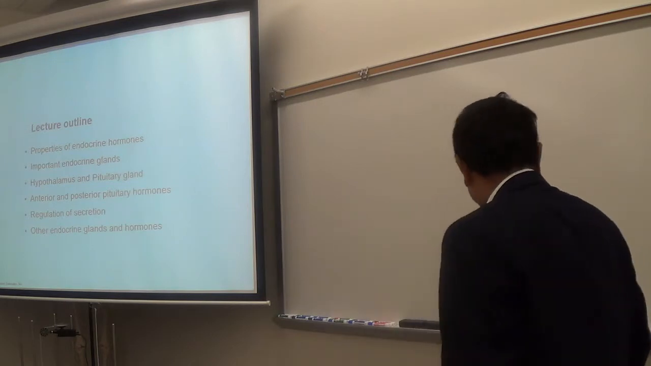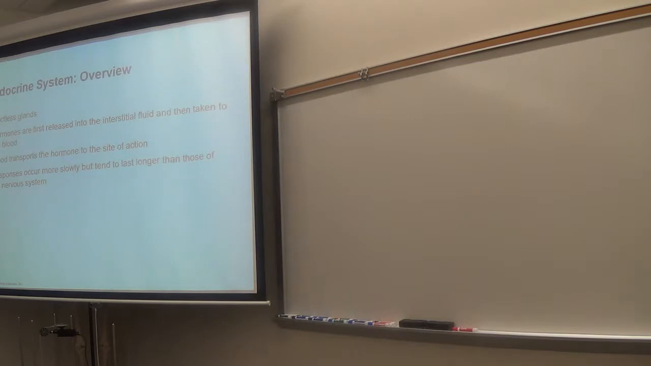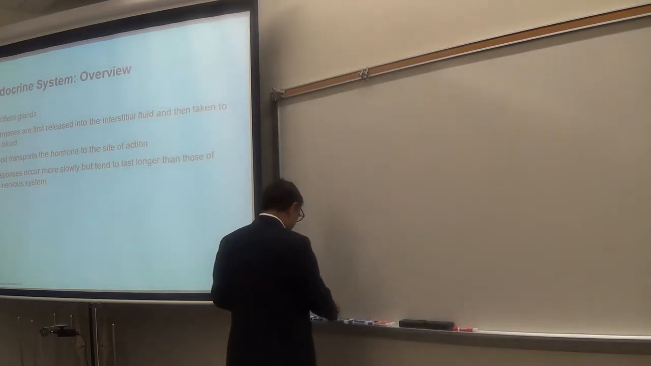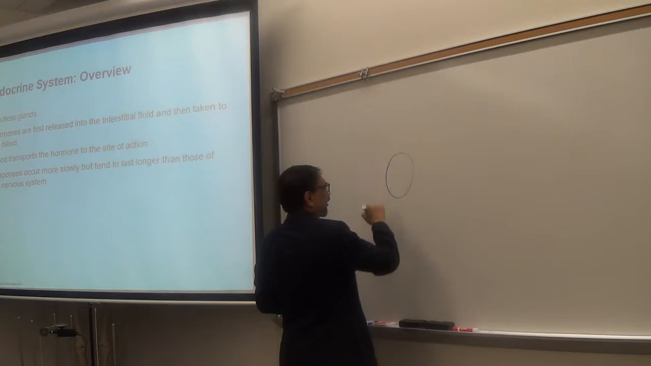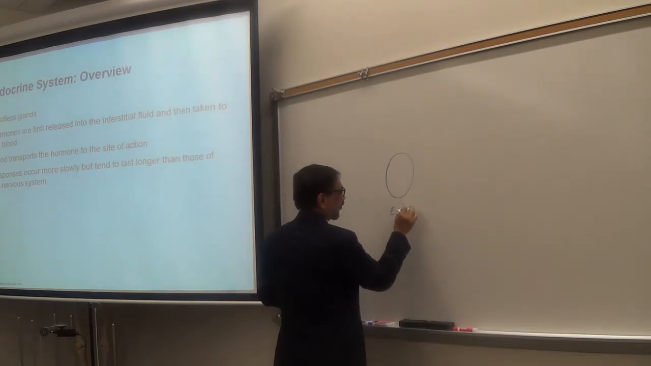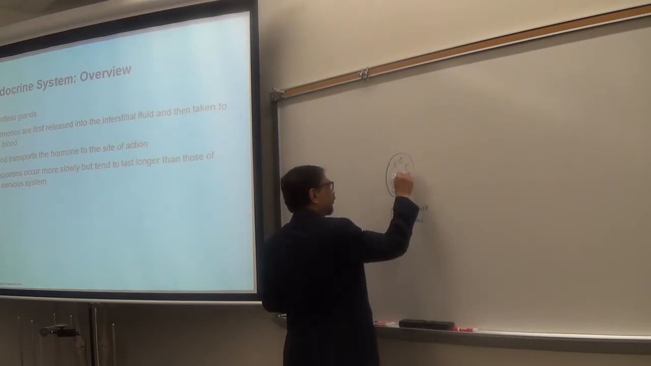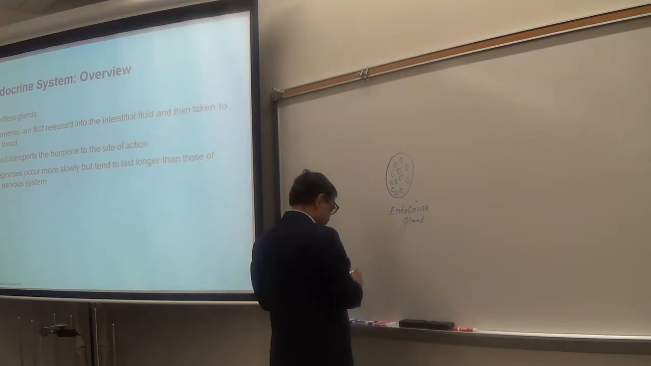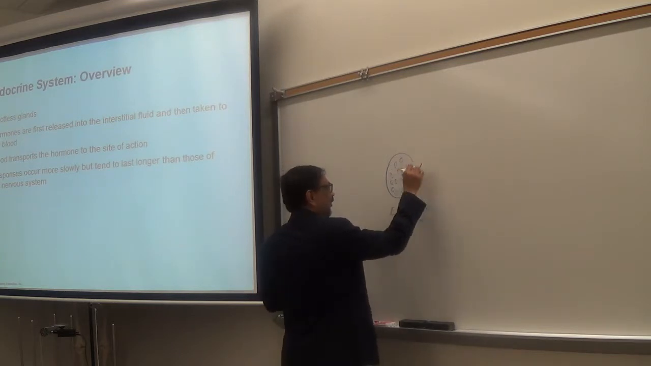So first, the properties of endocrine gland. If you see an endocrine gland, this is the gland, okay, endocrine gland. These are the cells that secrete the hormone, and you have capillaries. So these are the blood capillaries, okay, inside the gland.